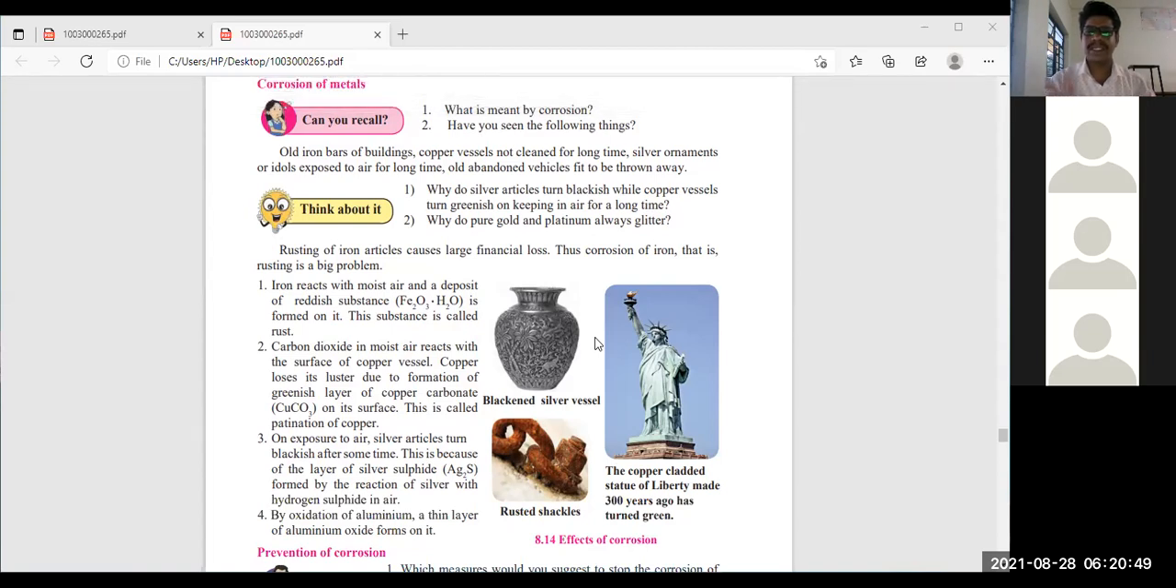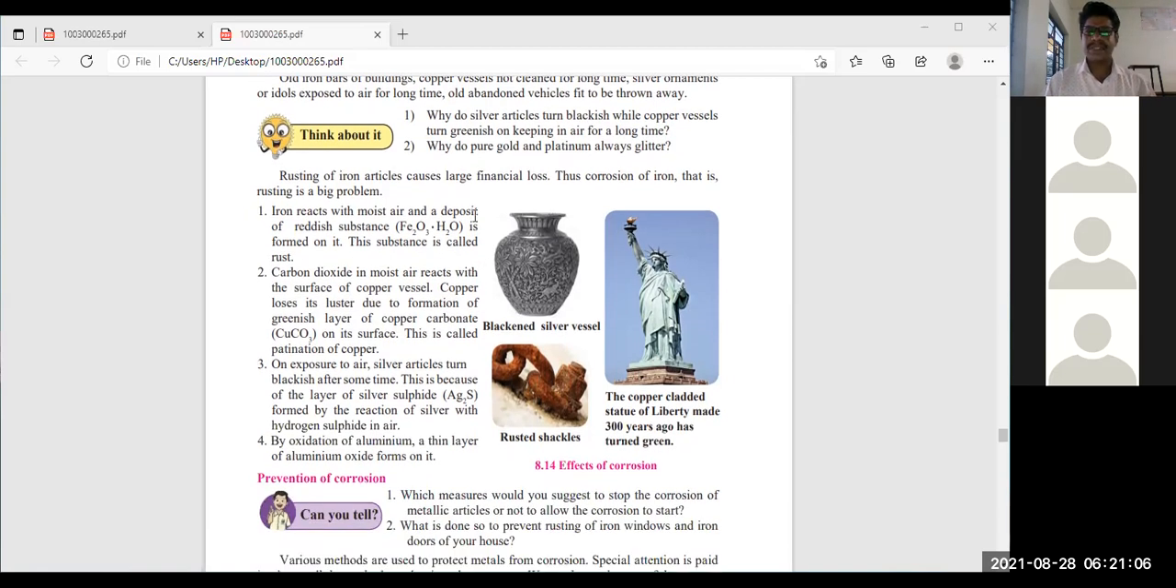Then we are using different types of methods to avoid this. As well as this, there is the calcination method. Another method is the tinning method, and the galvanization method. These are all methods we have to see here. Okay, so iron reacts with moist air and a reddish substance, Fe2O3.H2O, is formed, and this substance is called rust.